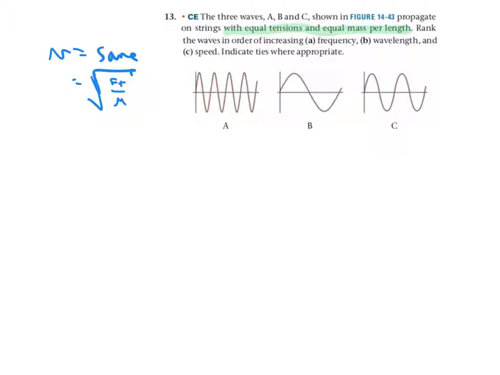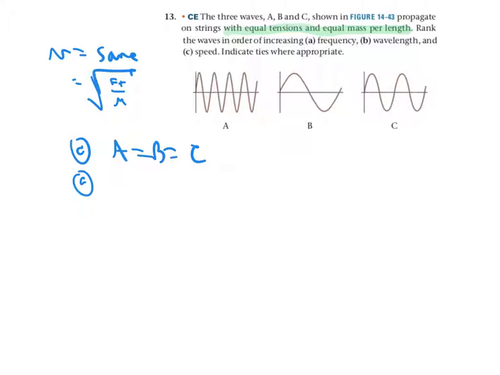All right. Rank the waves in order of increasing frequency, then in order of increasing wavelength, and then in order of increasing speed. Well, we accidentally just did C first, which is A equals B equals C. The speed is all the same. And then we can do A, and we can say which has the greater frequency.